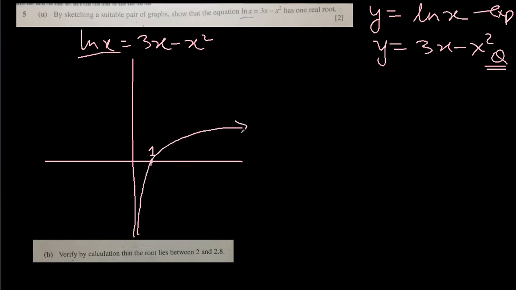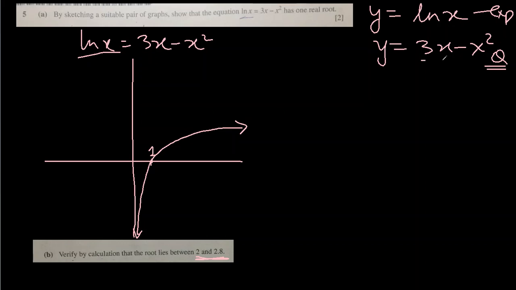If you are not sure how to draw this, just make a table, give some values of x and y. What will be the values of x and y? You can take a hint from the next part. In the next part they're saying the root lies between 2 and 2.8. So start from 0 or 1 or something and you'll get this kind of graph, if you have no idea how the graph looks.